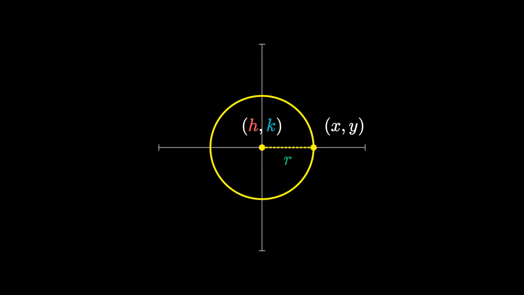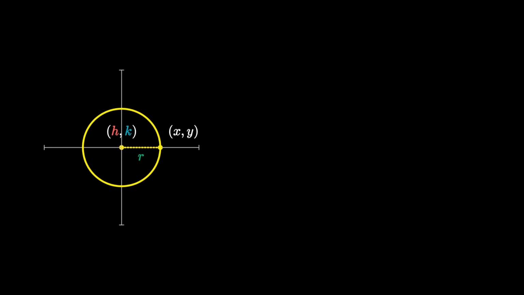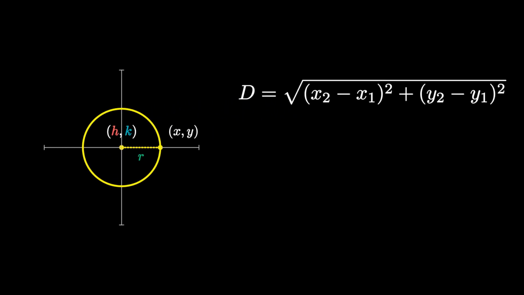Now let's say we wanted to find the value of r. In order to do this, we'd have to find the distance between the circle's center and its endpoint. And to do this, we have to utilize our distance formula. And as a refresher, our distance formula is denoted as d equal to the square root of (x2 minus x1) squared plus (y2 minus y1) squared.